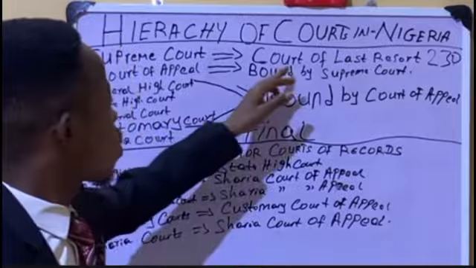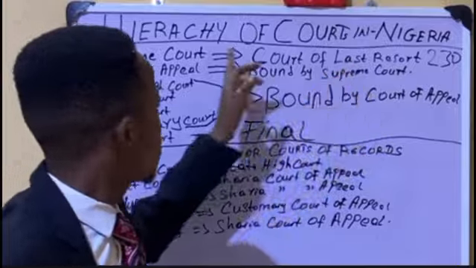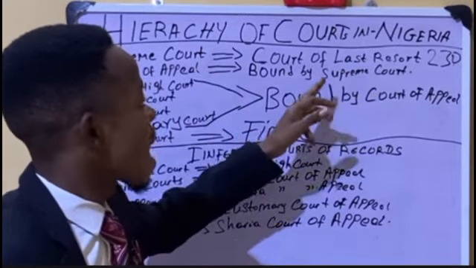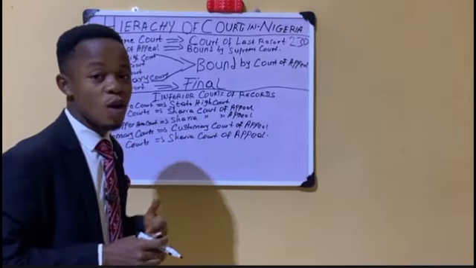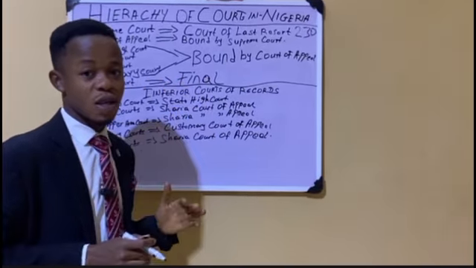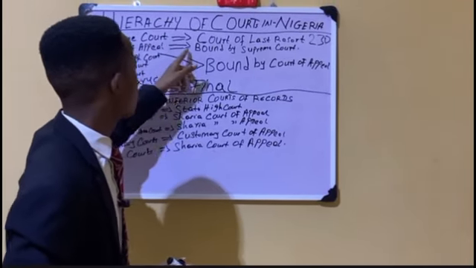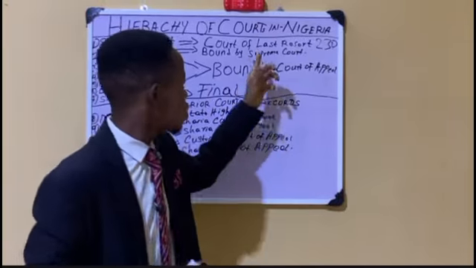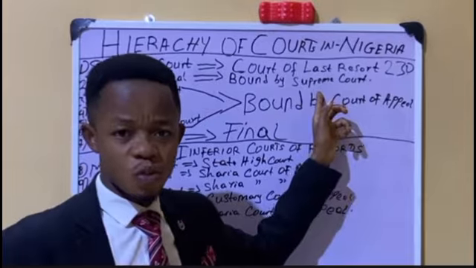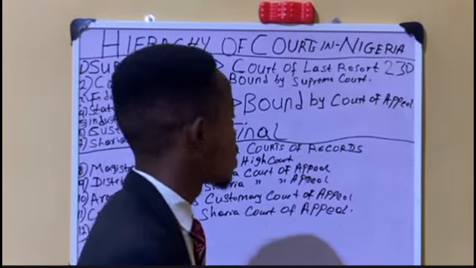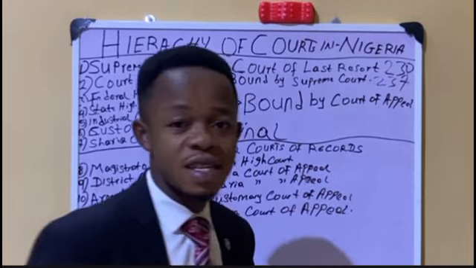So the Supreme Court is the court of last resort. The judgments of the Court of Appeal are bound by what? The Supreme Court. The Court of Appeal is second on the list when you are counting in what? Ascending order. So any judgment given by the Court of Appeal, you can appeal it to the Supreme Court. And as a matter of fact, the Court of Appeal is bound by the decisions of the Supreme Court. The Court of Appeal is provided under section what? 237 of the 1999 Constitution.